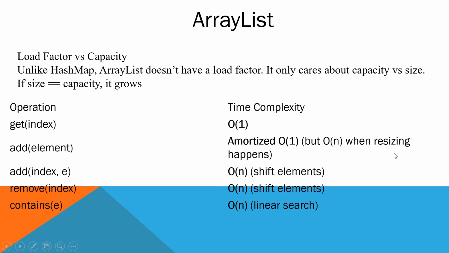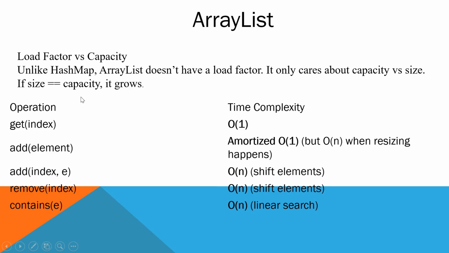What is the meaning of resizing happening, or amortized? For example, I am going to add one element at the end itself. Say I created an array list that has a size of 10. Now I am going to add the element at the 9th position. That means it will take only one iteration. But whenever you add at the 11th position, that time it will create a new block.